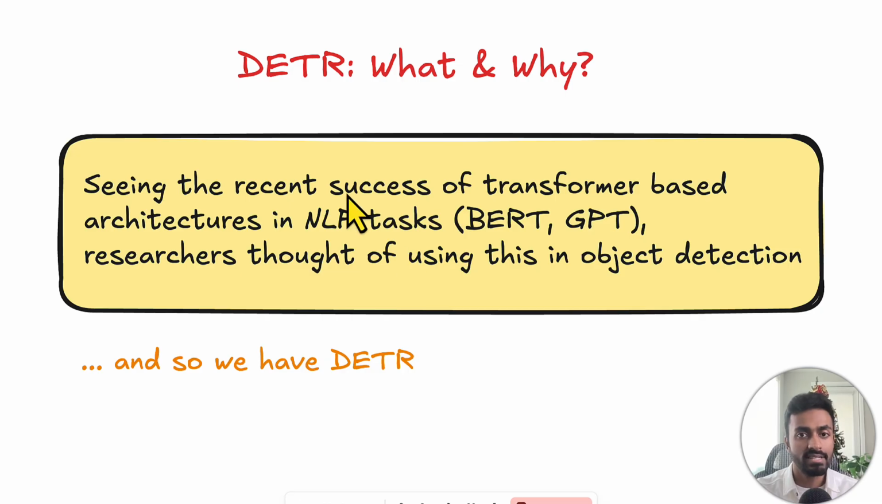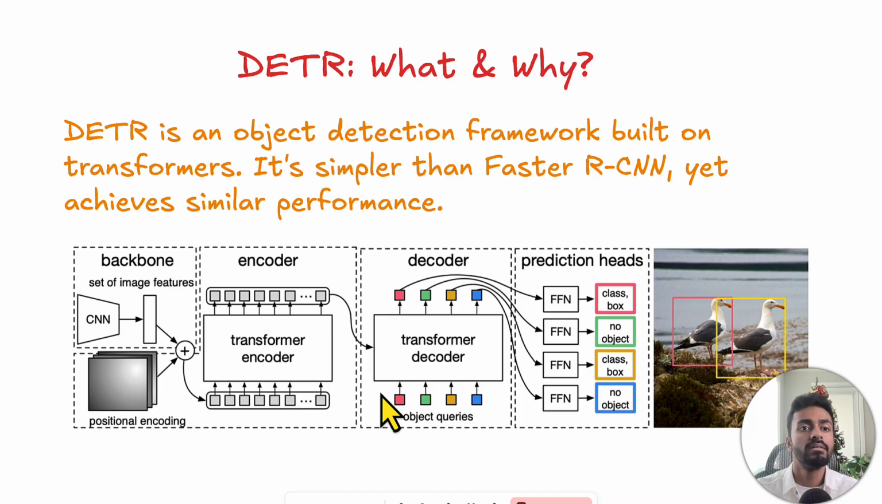Well, seeing the recent success of transformer-based architectures in NLP tasks, specifically from Attention Is All You Need in 2017 through 2020 with BERT and GPT, researchers thought of using this transformer-based architecture in object detection. And so we have DETR. DETR is an object detection framework that's built on transformers. It's simpler than Faster RCNN, yet it achieves similar performance with a similar speed. Let's take a look at exactly how this happens and how it's trained.